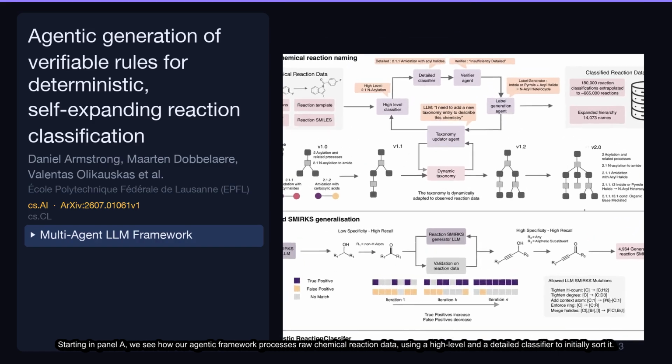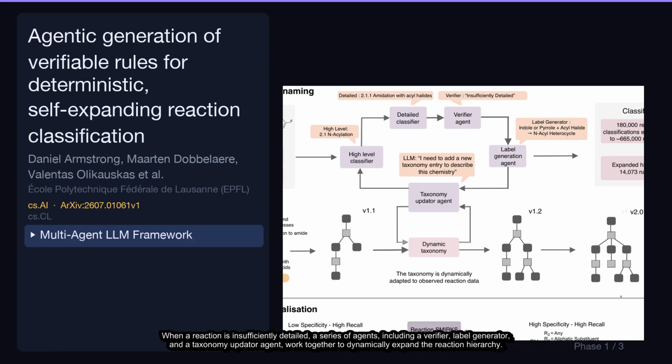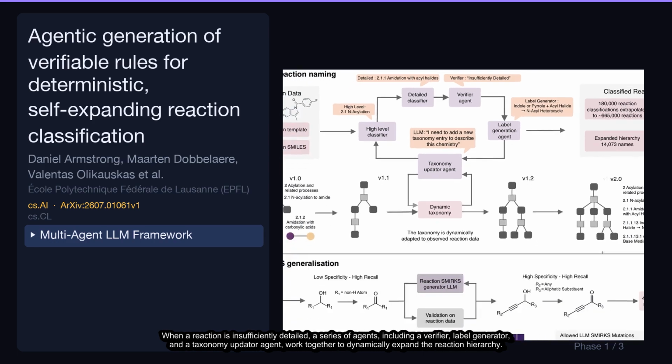Starting in Panel A, we see how our agentic framework processes raw chemical reaction data, using a high-level and a detailed classifier to initially sort it. When a reaction is insufficiently detailed, a series of agents, including a verifier, label generator, and a taxonomy updater agent, work together to dynamically expand a reaction hierarchy.